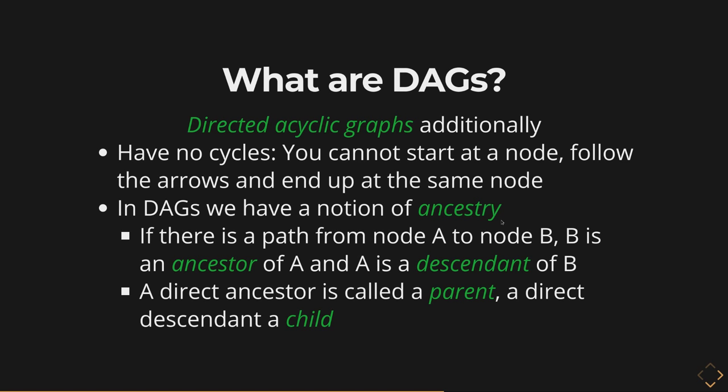Now, DAGs are different from just any old directed graph in that we can actually talk about ancestry. Because once you can't go back from a node to itself, we can classify nodes as being ancestors or descendants of each other. Like if you can get from A to B, then we will say that B is an ancestor of A. In other words, in this way of defining ancestry, a node will point back to its ancestor. And we're going to talk about direct ancestors as parents and direct descendants as children. So basically, children point to their parents.